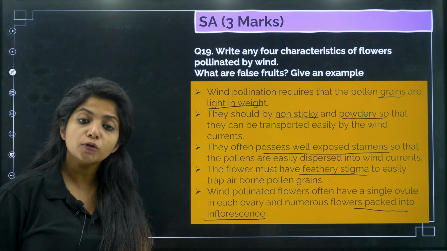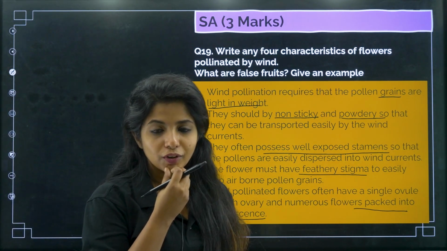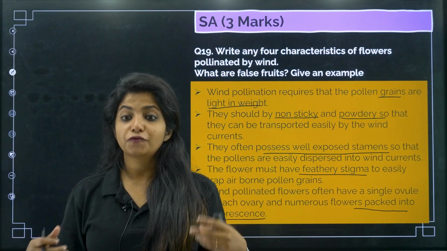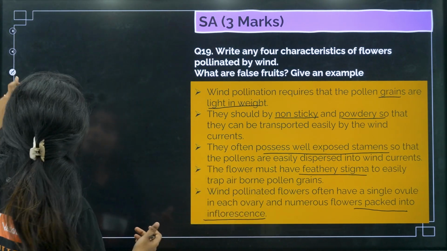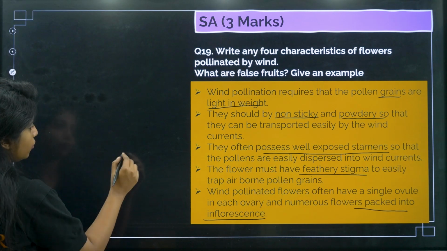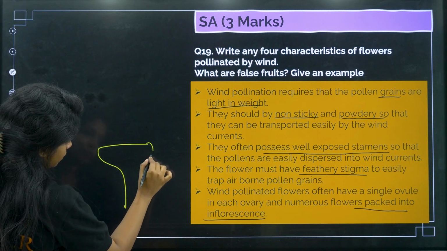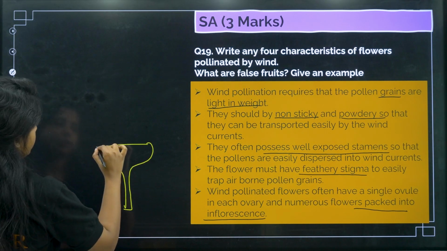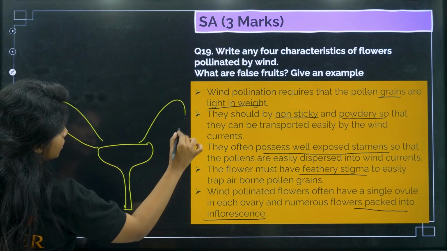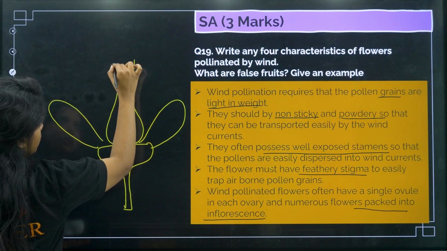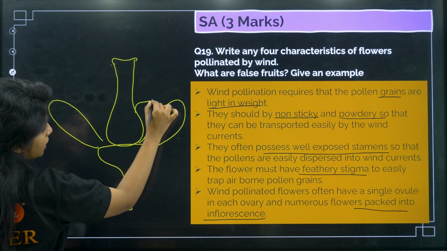Now what are false fruits? So what are true fruits? True fruits are the ones where the ovary itself becomes the fruit. False fruit is when parts apart from the ovary contribute to becoming a fruit. For example, if you see a flower, okay, this is the flower, this is how it looks. You have the ovary, and this ovary is basically becoming the fruit.